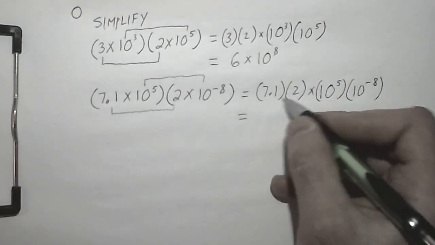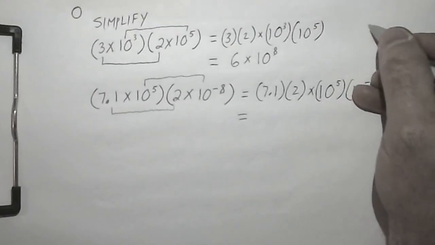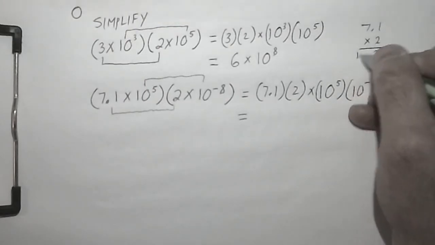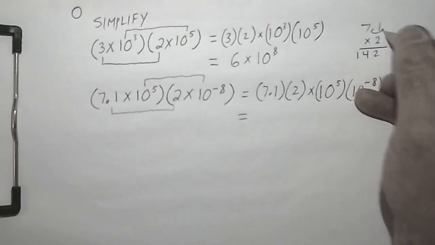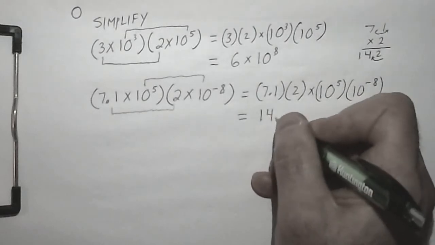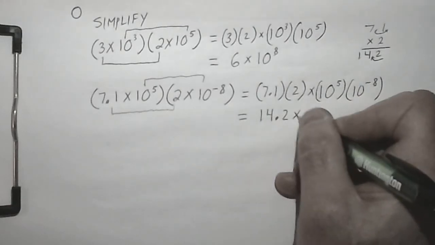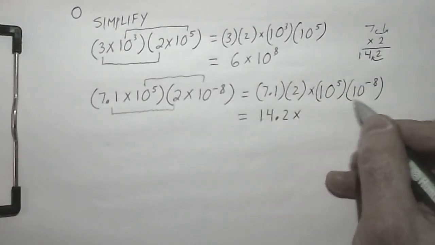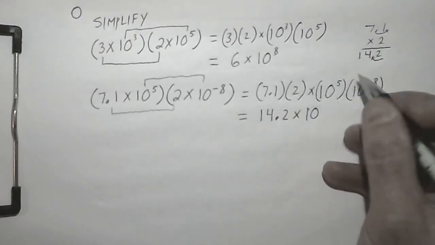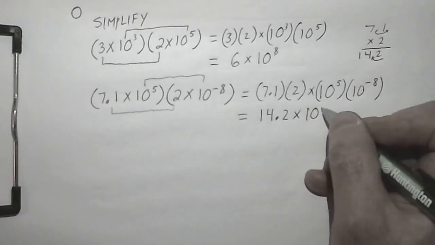2 times 7.1, you can work that off to the side here. 7.1 times 2 is going to be 142. So one place to the right, one place to the left, 14.2. So it's 14.2. And then 10 to the 5th multiplied by 10 to the negative 8th, when you multiply like bases together, you keep the base the same, and you add the exponents. 5 plus a negative 8 is negative 3.